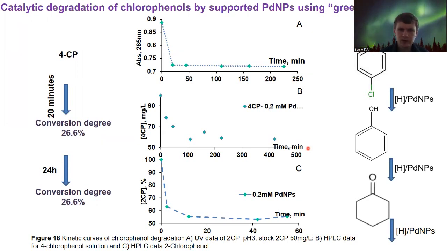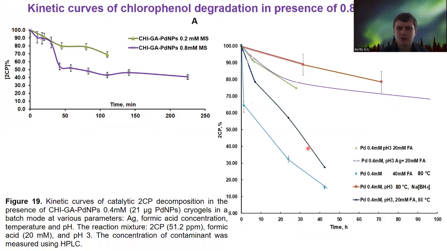And what we observed using UV spectroscopy, that after 20 minutes, we have a conversion degree of about 26.6%, and that did not change after 24 hours. That can be related to some kind of inhibition of the catalytic process. And in this process, we didn't use sodium borohydride. We applied a green reducing agent such as formic acid, which can be decomposed to carbon monoxide and hydrogen, and therefore this reaction is related to green chemistry.